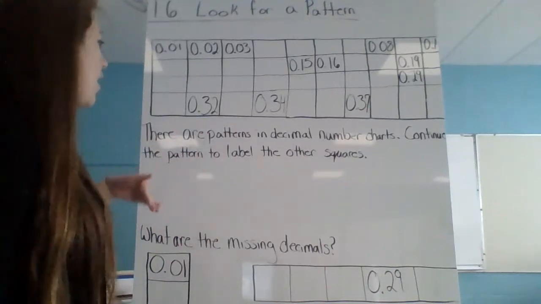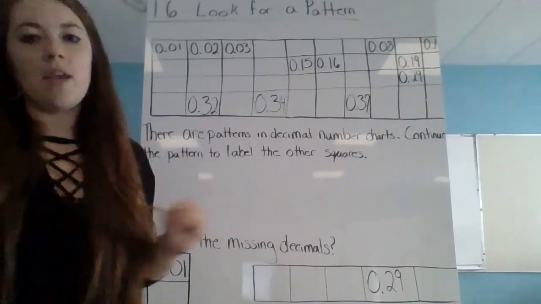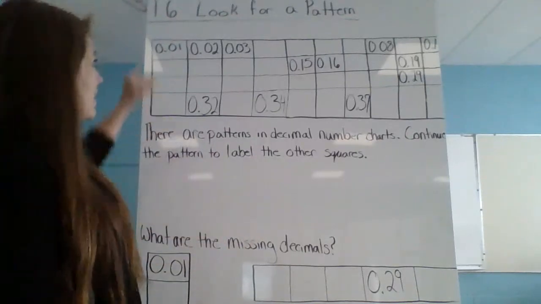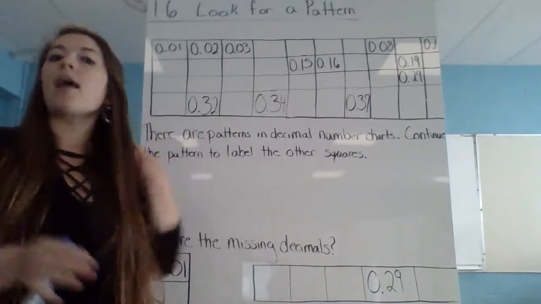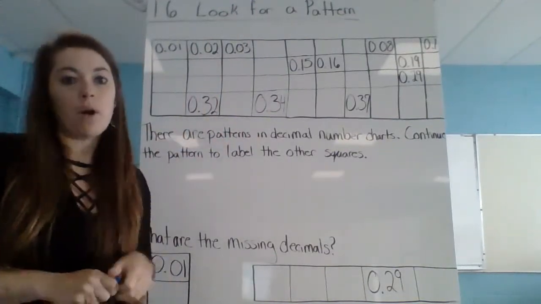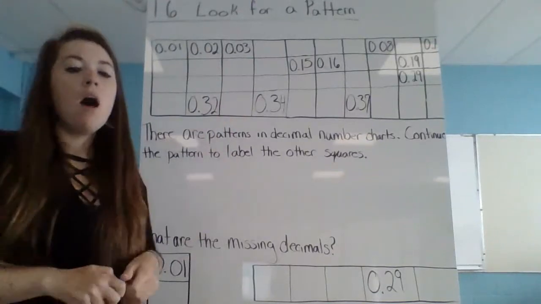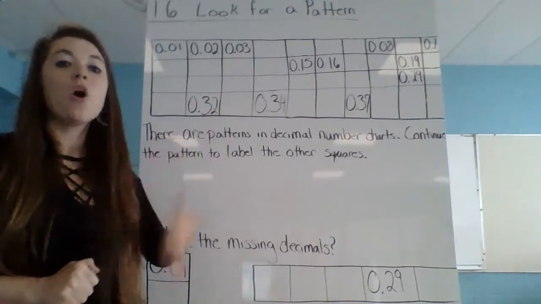So what it says here is there are patterns in decimal number charts. Continue the pattern to label the other squares. So what we're going to do is look as we go from one column to the next. So remember, columns are our vertical parts, rows are horizontal. So as we look at our columns, how we go from one column to the next, what's the change?